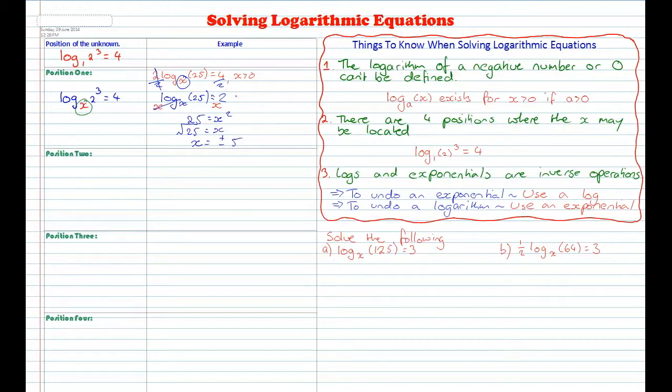Now if you have a look up the top here, it says x must be greater than 0, because you can't have a negative value for the base here. So we're just going to take the positive one. Therefore we'll come up here and say x is equal to 5.